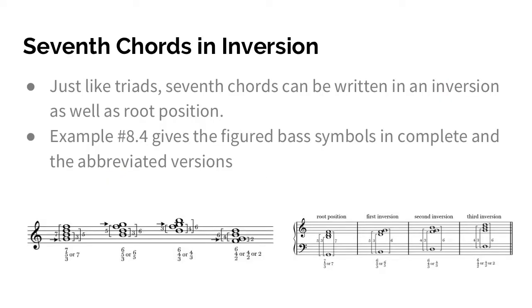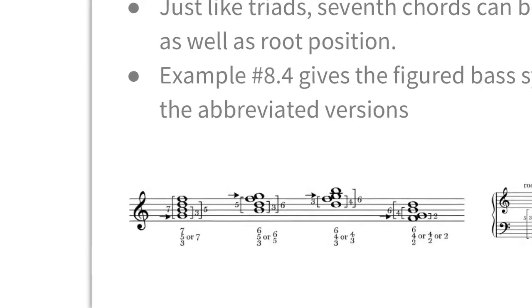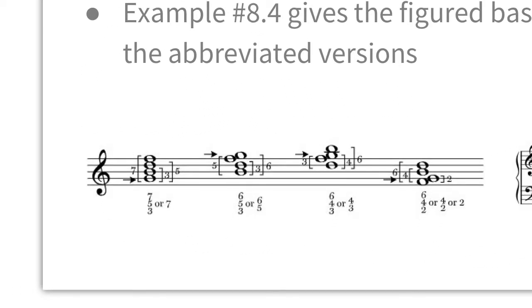All right, 7th chords in inversions. Just like triads, 7th chords can be written in an inversion as well as root position. So example 8.4 gives you the figured bass symbols in complete and abbreviated versions. Just like we did in the last chapter, we look at all of our intervals. So we have a 3, 5, 7, and a lot of times we see it as just the 7th. Now this is again root position.